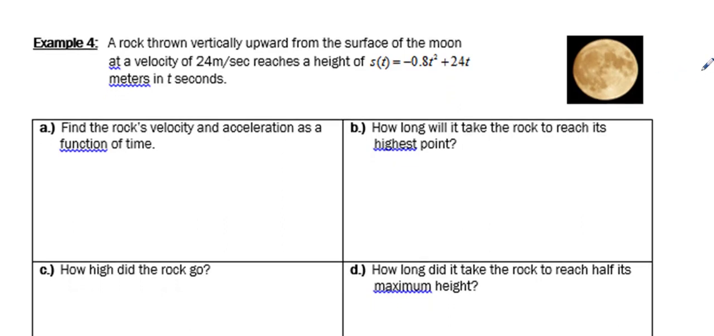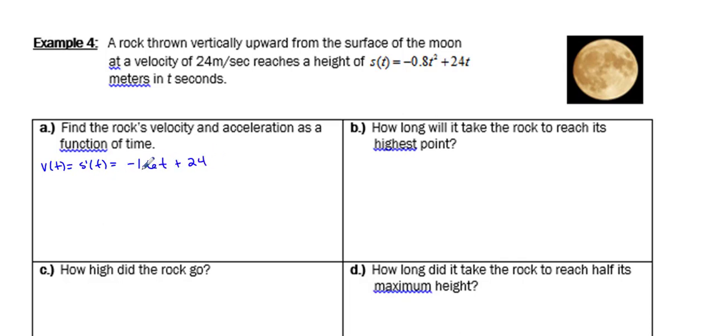So, should you be able to throw a rock higher than on the moon? It should take a lot longer to get up there and get back down, right? Okay, find the rock's velocity and acceleration as a function of time. That's just a fancy way of saying, give me the velocity and acceleration functions. Okay? All right, v of t equals s prime t. We're writing that out every time when we find our functions anyways. Would that be negative 1.6 t plus 24?